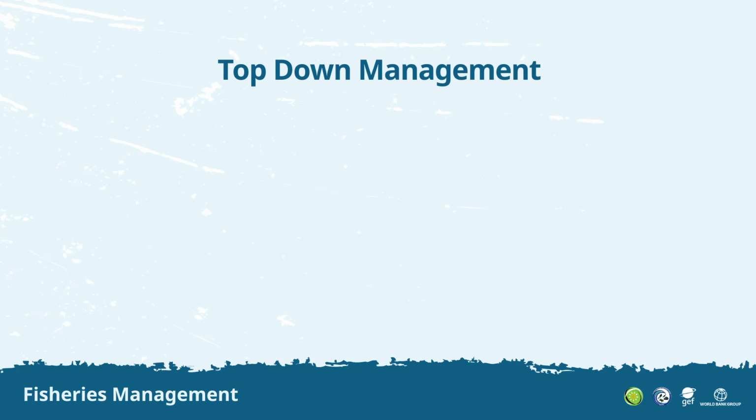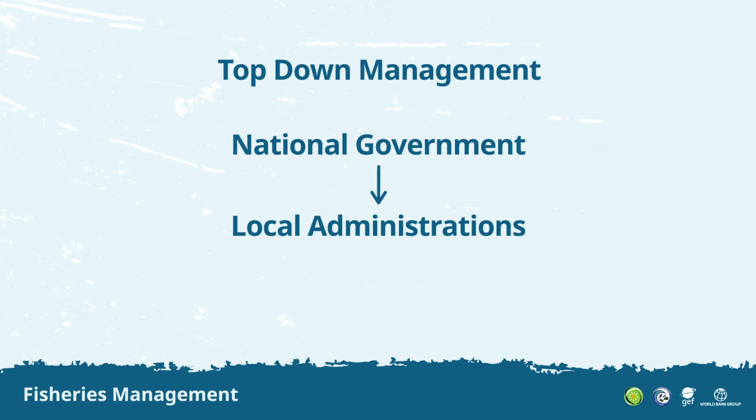Some approaches to fisheries management are top-down, where the government sets a quota or limit to catch for specific types of fish. This quota limit is normally set at the maximum amount of fish that can be harvested without damaging the ecological viability of the stock, or the maximum sustainable yield.